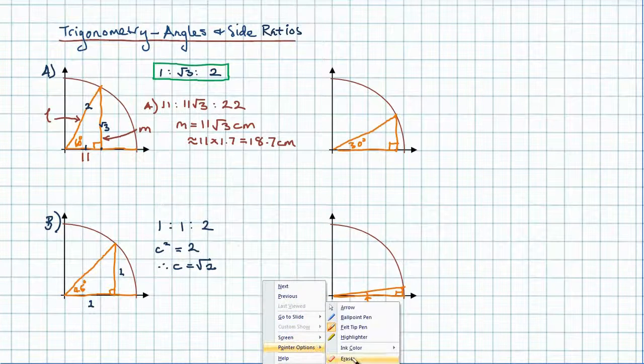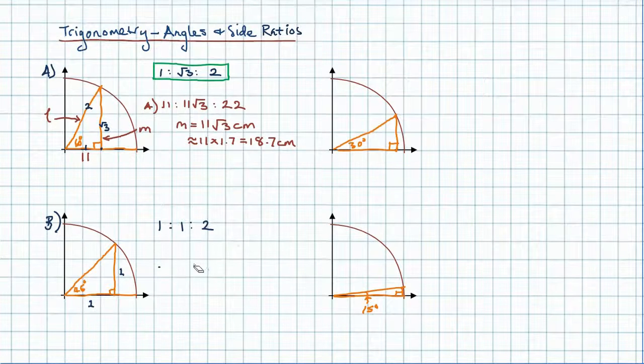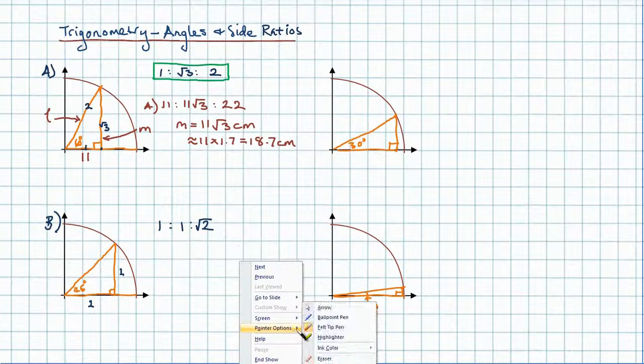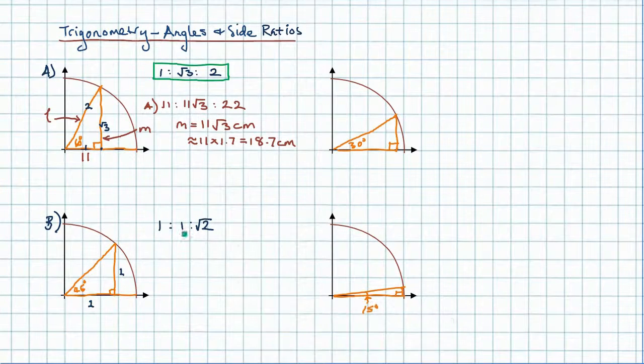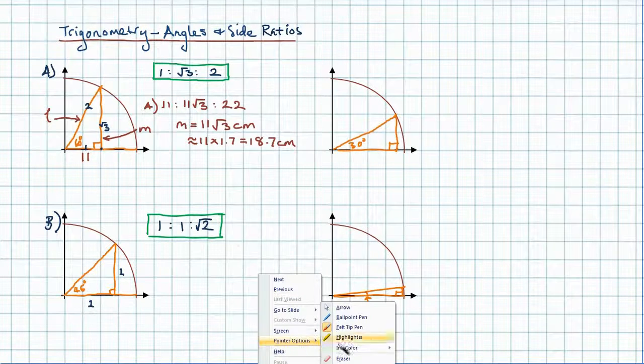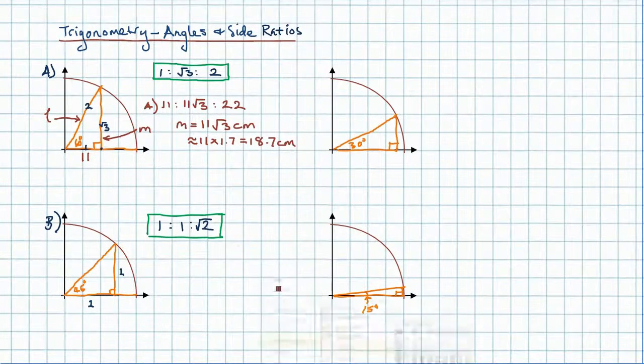Okay, and we'll just erase our workings. Okay, 1 to 1 to root 2. Root 2 is about 1.4, so 1 to 1 to about 1.4, or in exact form 1 to 1 to root 2. And it's exact form that you want to remember, because if you're scaling this up, then any inaccuracies are going to also magnify, and you're not going to get the right answer. So keep it in exact form if you can, and only convert at the last minute if you have to.